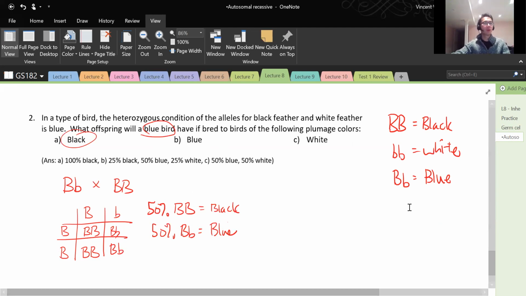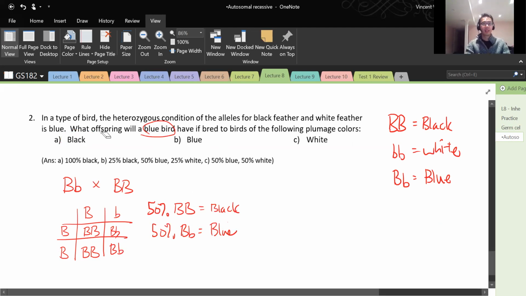Okay. One more? Sure. Let's do bluebird, bluebird. Bluebird is big B, small b. Okay, because the question said so, right? The heterozygous condition is blue, right? So big B, small b, and big B, small b.